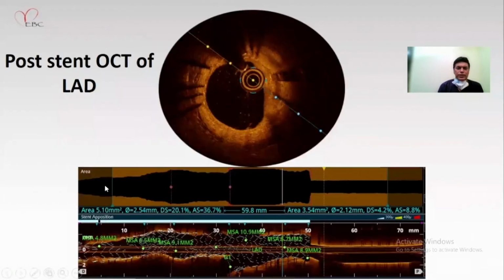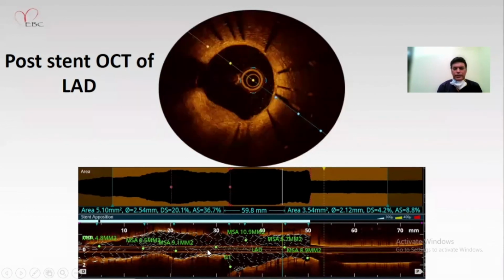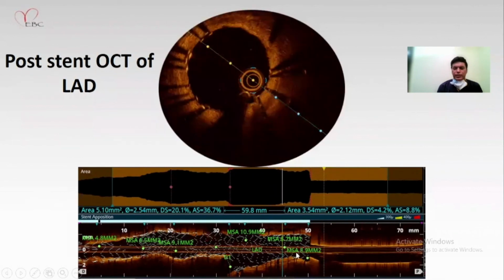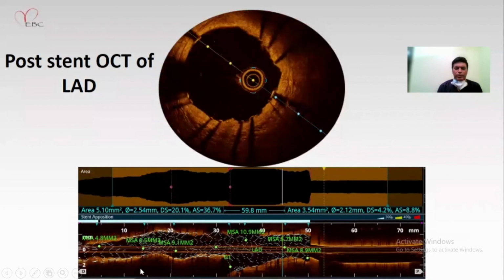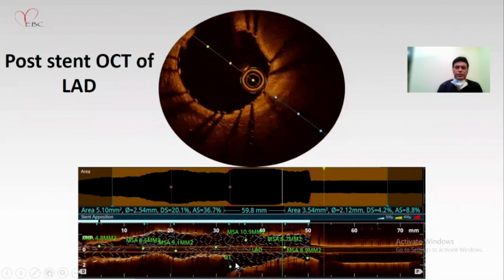And you can see the OCT image very nicely. We expanded the diagonal stent, expanded the LAD stents, and the proximal LAD stent area is 8.9 square mm, 8.7 square mm. And at the bifurcation site, 10 square mm. And distally, you can see 9 square mm, and diagonal stent is nicely expanded.